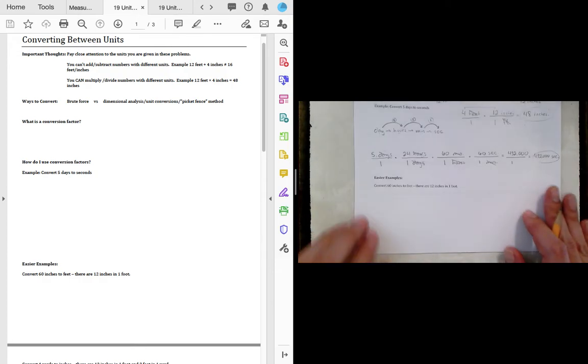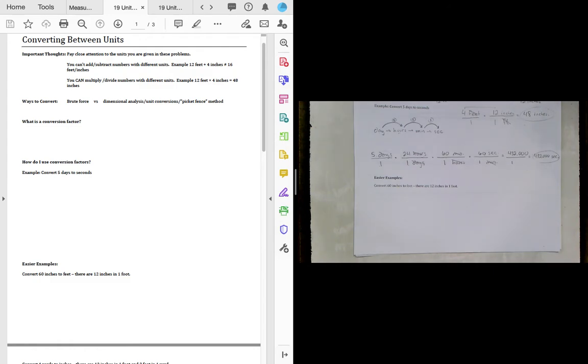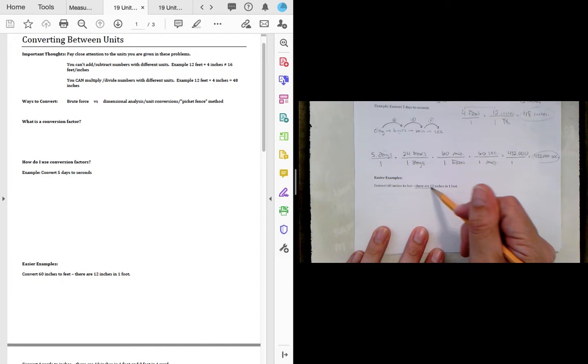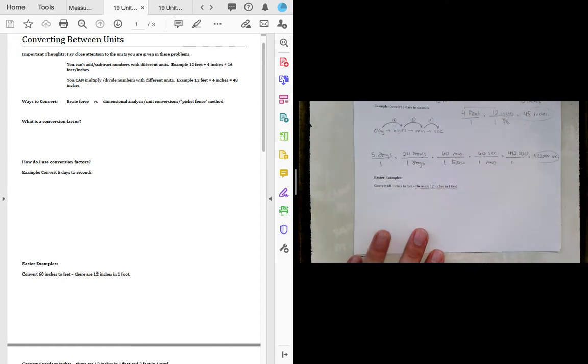We'll do some other examples here. Here's a nicer, easier example. It tells us to convert 60 inches into feet. Remember, we already discussed there are 12 inches in 1 foot. It's a great place to pause the video and practice this one on your own, and then we can do it together.